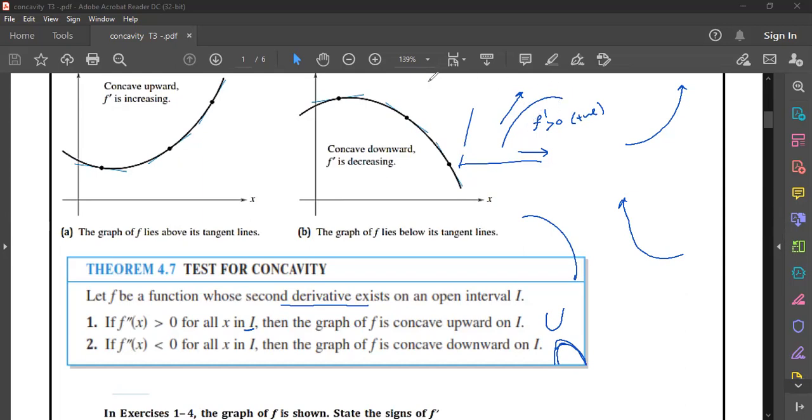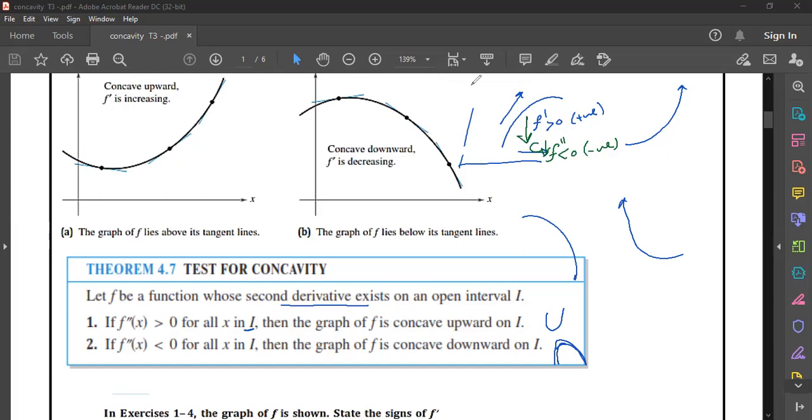Look here, the curve of this function is concave downward. What is the meaning of concavity? It opens downward, according to the theorem that I just gave you. The second derivative is less than 0, or negative. Concave downward means the second derivative is negative.